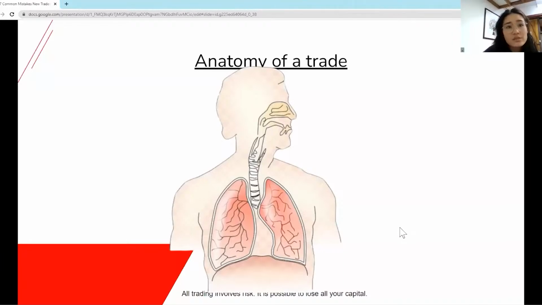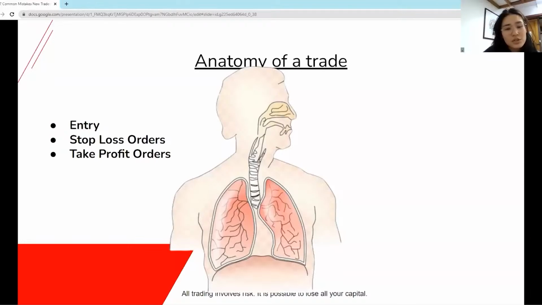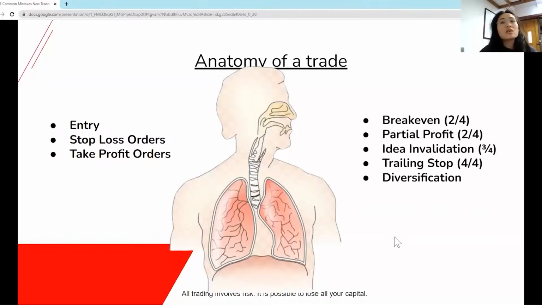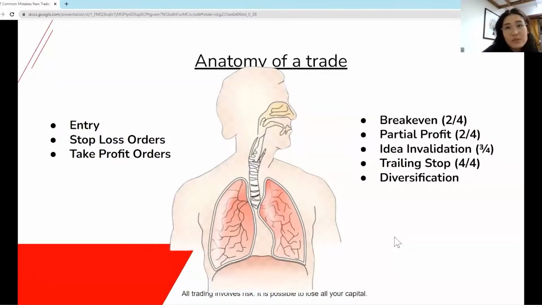So let's look at the anatomy of a trade. Firstly, it consists of the entry, stop loss orders, and take profit orders. And how exactly you can manage these trades would be through break-even, partial profit, idea invalidation, trailing stop loss, as well as diversification. This is what we cover during our trade management series, but I'll just briefly go through what exactly each of these mean.